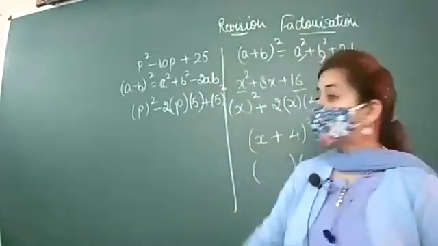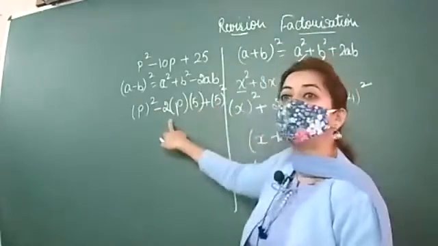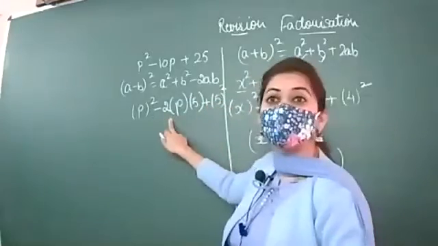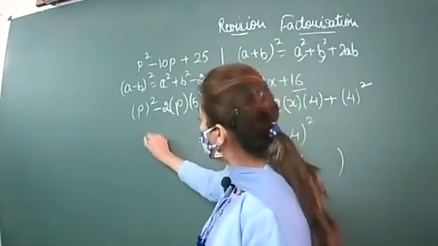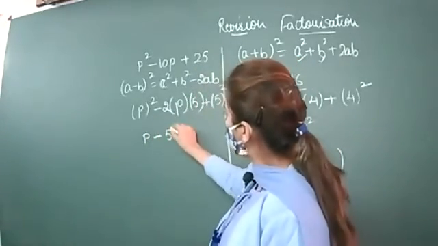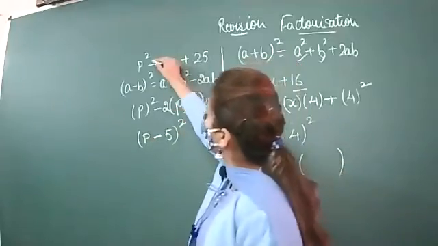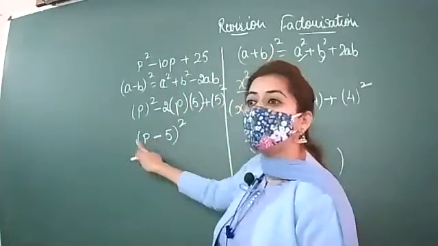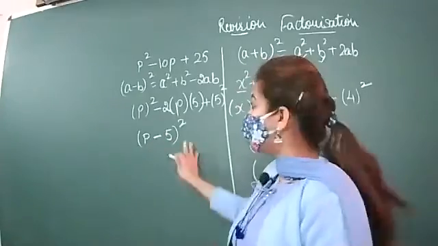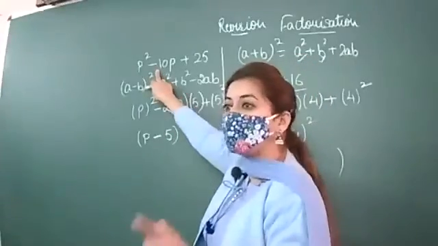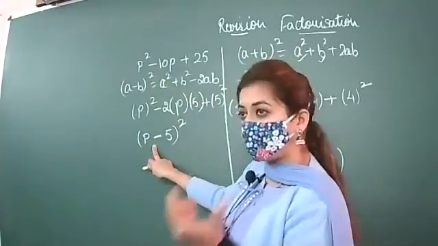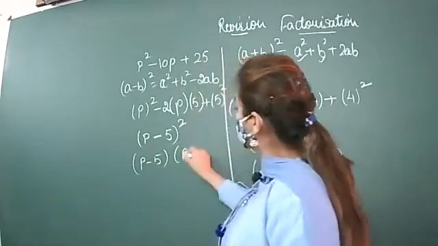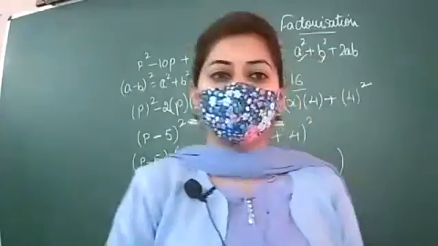Is it clear? So this is your a square, this is b square, minus 2ab. So a square plus b square minus 2ab can be written as (a - b) whole square. If we had plus here, the whole answer would change to plus, so you would have (p + 5) as your answer. But here minus is given with 2ab, so the factors will contain a minus sign. So write it like this. So your answer is (p - 5)(p - 5).